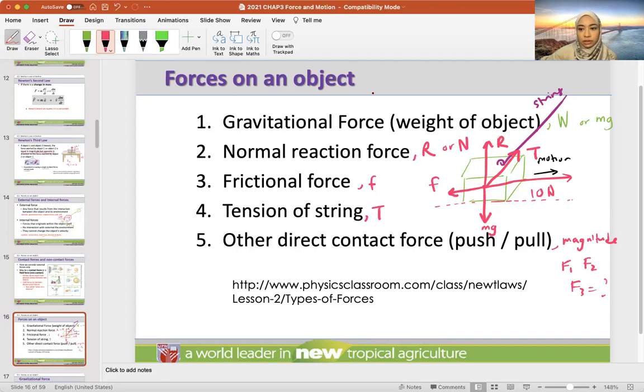So gravitational force, W or mg. Normal reaction force, R or capital N. Frictional force, small f. Jangan letak capital F, it's wrong. Frictional force always kena small f. Itu sahaja cara untuk membezakan frictional force dengan force yang lain.